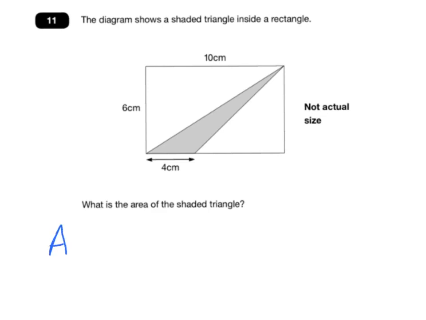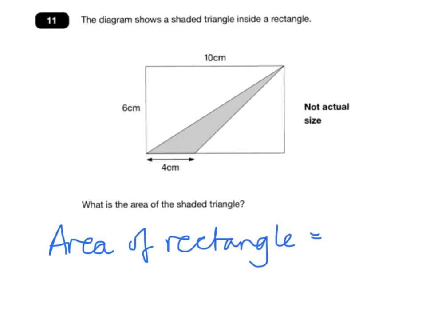More detective work here. Let's look at how we do this. We're trying to find that shaded area. So if we can find the area of the whole rectangle first, and then take bits off, that's usually the best way to do it.